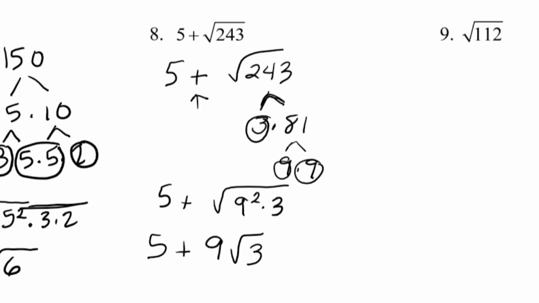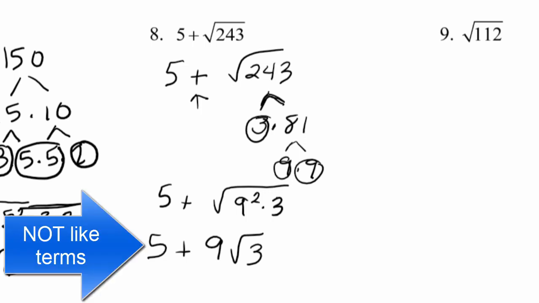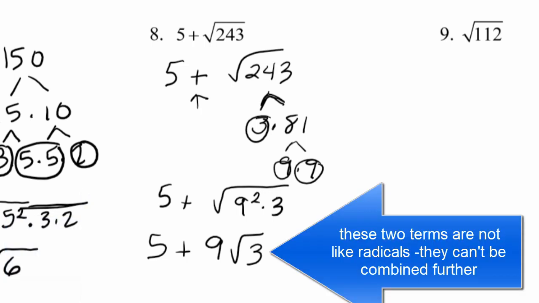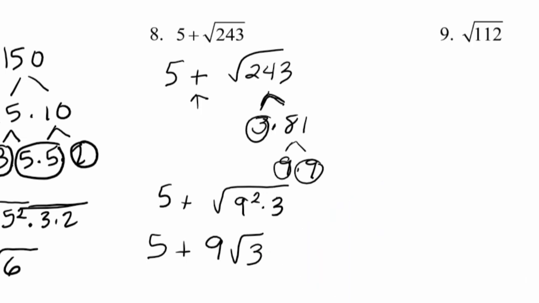Now be careful here, don't go too far, don't overachieve this. These two terms with the addition in between, they're not like terms. They're not like radicals. So in order to be able to add these two terms together, they would both have to have a radical 3 behind them. They would both have to have a radical 3. So believe it or not, right here, 5 plus 9 root 3, that's done. That's as simple as it gets. Do not overachieve this. Do not try to add these two numbers together. Okay, so that's your final answer.